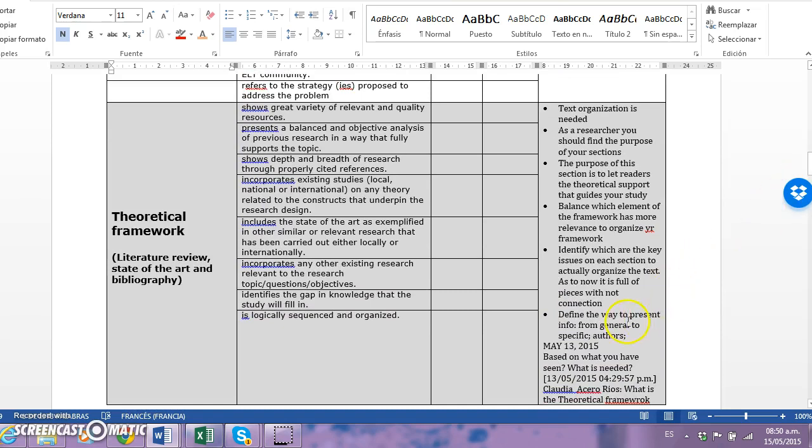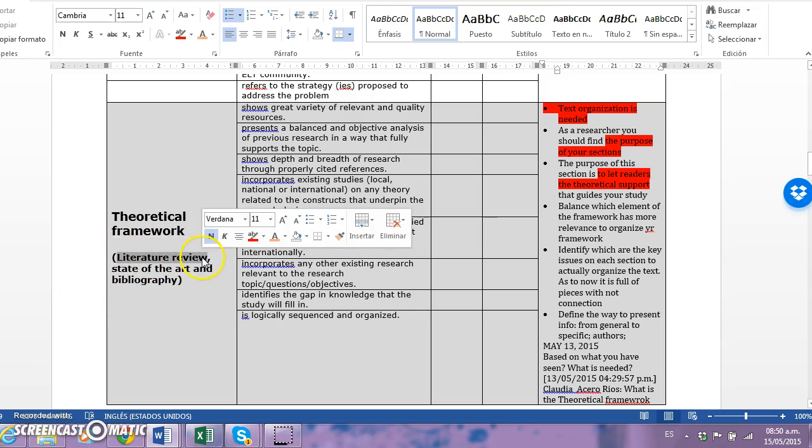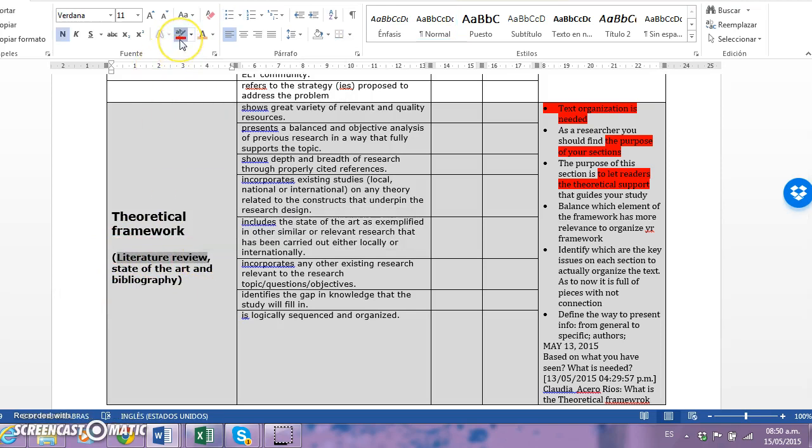I found a huge problem in the theoretical framework, and from my feedback before, I think that we continue with the same problems: text organization, the purpose of your sections, what theoretical support you are given, etc. Remember that the theoretical framework has two parts: to present the literature review that has been developed about the topic.